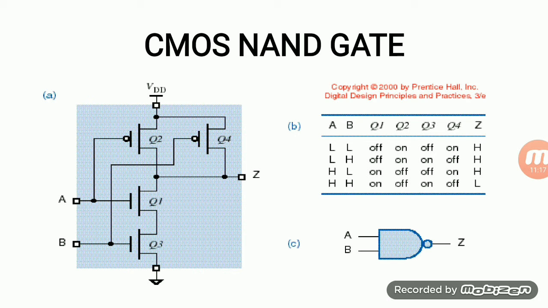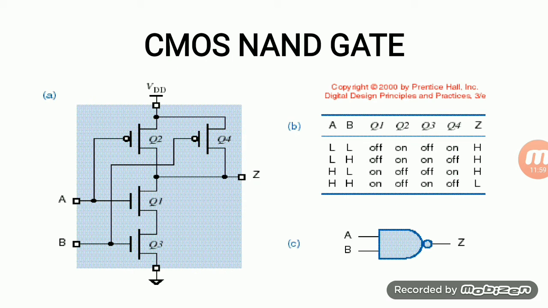So now we go for two inputs. What is the equation for the NAND gate? Z equals (A dot B) whole bar. A dot B means PMOS is connected in parallel and NMOS is connected in series. Parallel means two transistors are connected in parallel. See the diagram: Q2 and Q4 are connected in parallel, Q1 and Q3 are connected in series. For a 3-input NAND gate, Q2, Q4, Q6 are connected in parallel and Q1, Q3, Q5 are connected in series. So PMOS is connected in parallel and NMOS is connected in series.